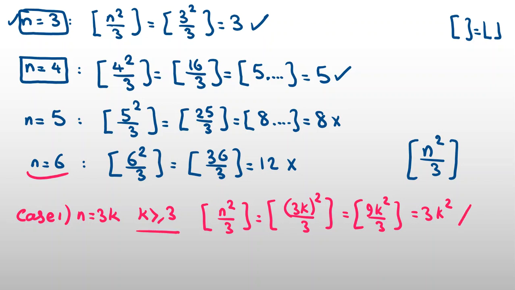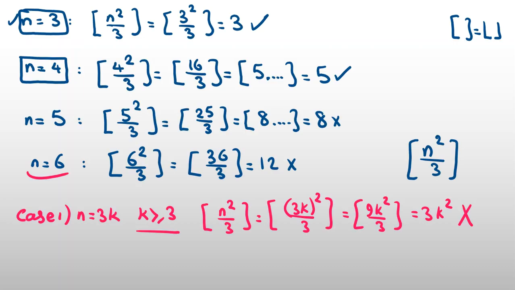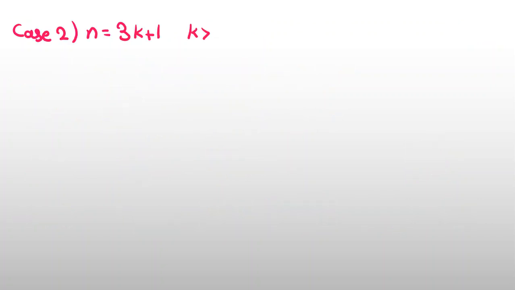K is at least 3, so it's not prime. Now, let's check case 2. In case 2, n is 3k plus 1. We've checked for k equal to 1, which gave the result 4. So k is at least 2 here.